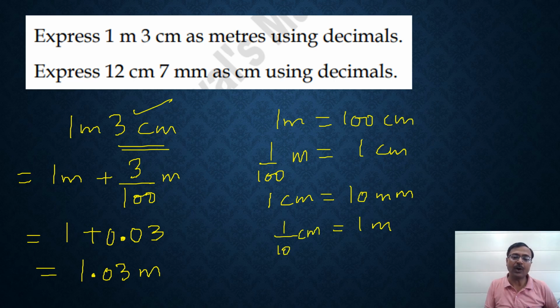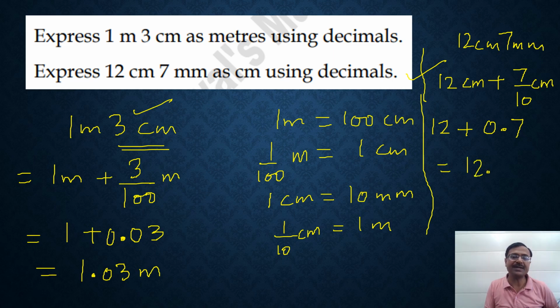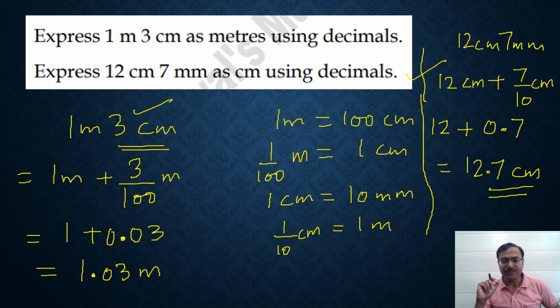Likewise, you should know that 1 centimeter has 10 millimeters, or 1 millimeter is 1/10 of a centimeter. Now all these conversions are really important. So if you want to express the second question here, 12 centimeters 7 millimeter as a decimal, then 12 centimeter is pretty clear there, and you just need to divide 7 by 10 to convert this also into centimeters. So 12 plus 0.7 makes it 12.7 centimeters as the answer for this particular question. So you can see, friends, the concepts are not difficult. It's only about knowing how to interconvert quantities.